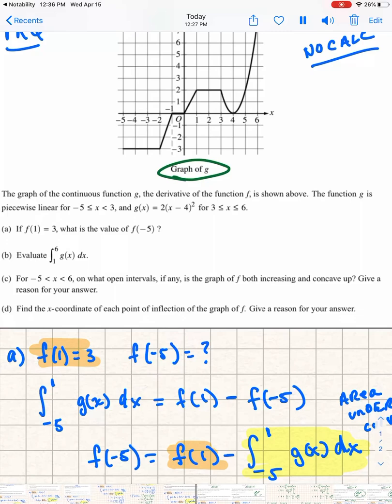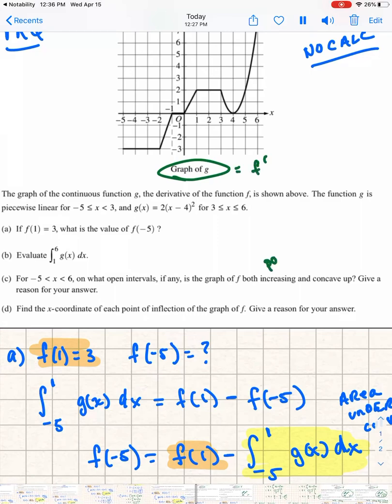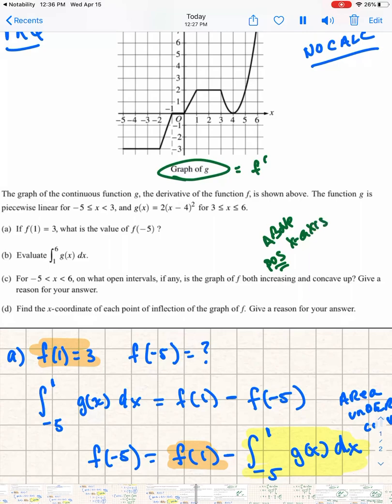And they're asking for both increasing and concave up. All right, so what I want to talk about in this one is increasing. This is our derivative. This is f prime. So for increasing, we're just looking for it to be positive, or above the x-axis. So right now, I'm only concerned about 0 to 6, basically. From 0 to 6, it's all above the x-axis.